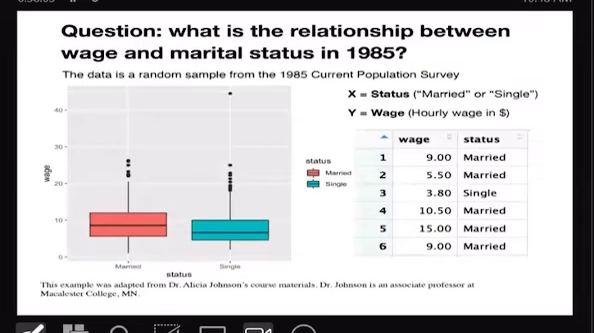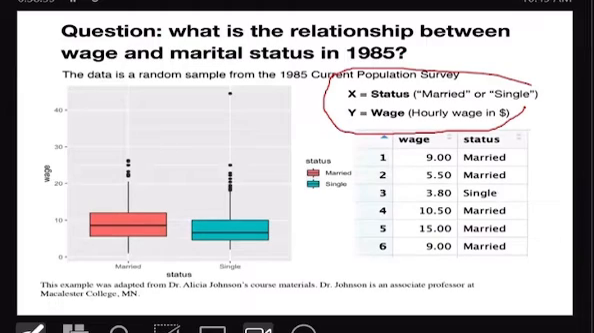Now, take a look at this. What is the relationship between wage and marital status in 1985? Wage is the response. Marital status is the explanatory variable, but marital status is categorical. It's either you are married or not married, right? That's categorical, right? Now we collected a 1985 current survey, where X represents status, which is married or single. X there is categorical, but Y is wage, of course.